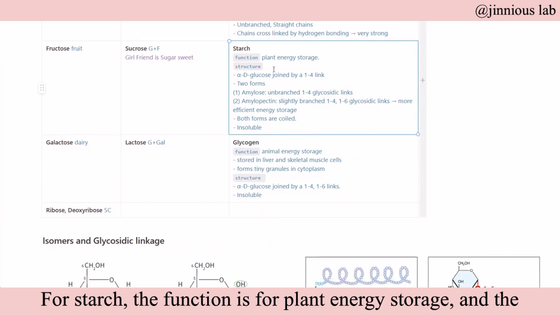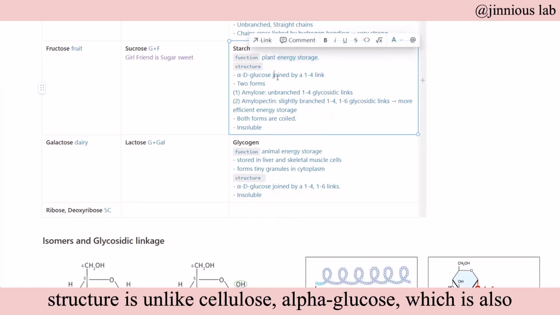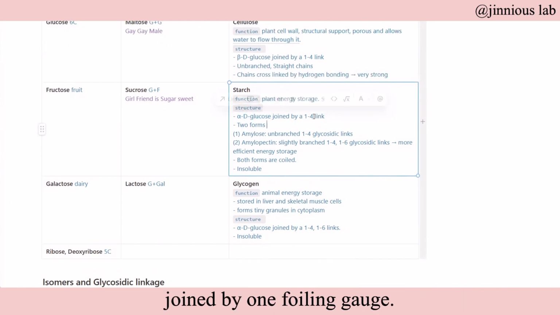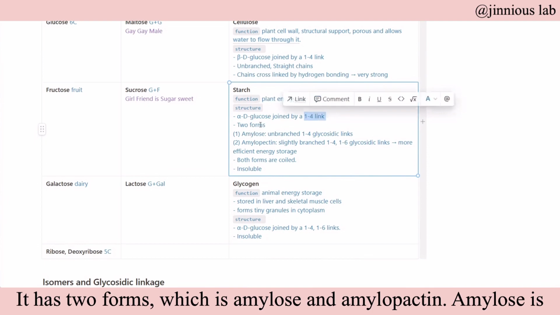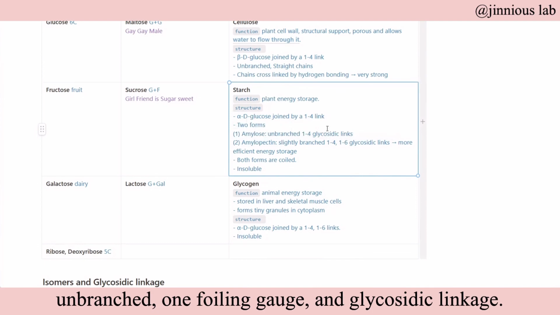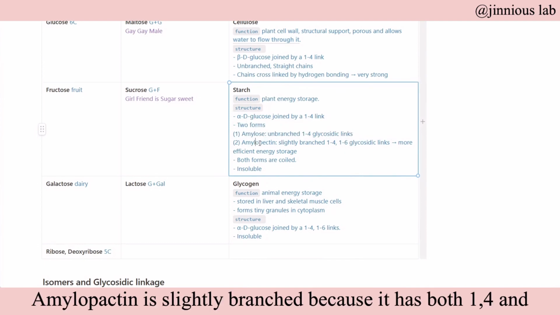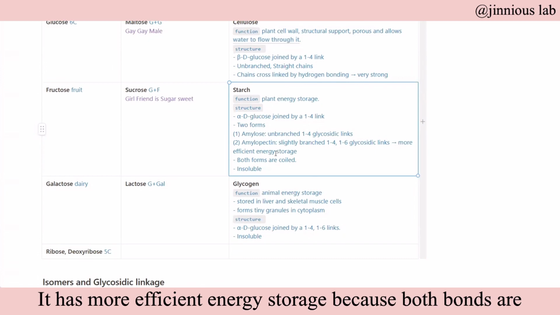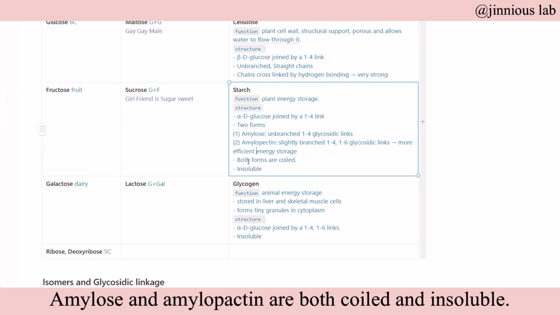Now, for starch, the function is for plant energy storage, and the structure, unlike cellulose, is alpha glucose, which is also joined by 1,4 linkage. It has two forms, which are amylose and amylopectin. Amylose is unbranched with 1,4 glycosidic linkage, while amylopectin is slightly branched because it has both 1,4 and 1,6 glycosidic linkage. It has more efficient energy storage because both bonds are present. And amylose and amylopectin are both coiled and insoluble.